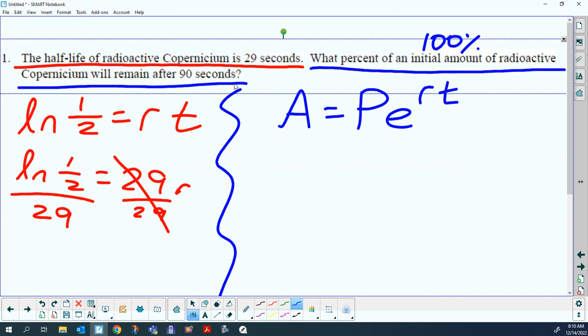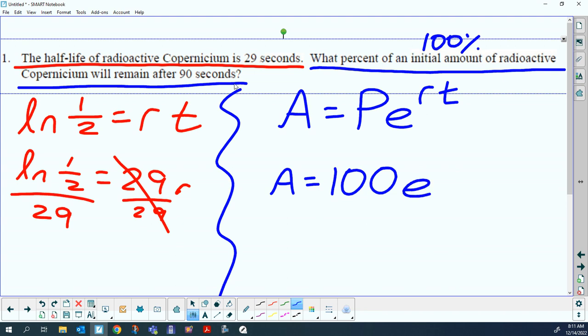After 90 seconds. So 90 seconds, that's going to be T. T is 90. P, we just said, is 100. So we want to find the final amount. 100%, you can either do that as literally the number 100, or as 1.00 and then you have to remember it's a percent. It doesn't matter, it's going to work out the same. I like to do it as 100, so I don't have to move the decimal in my answer.